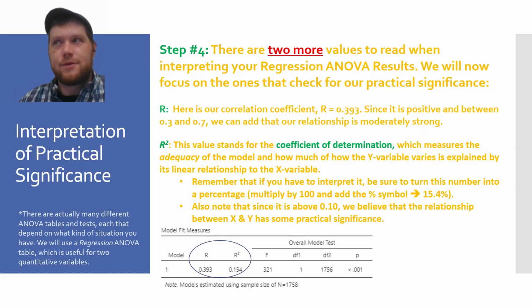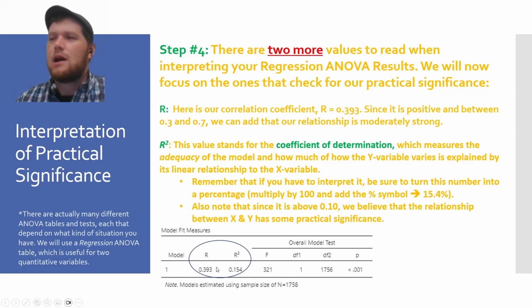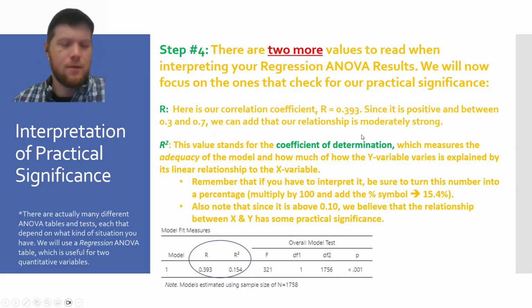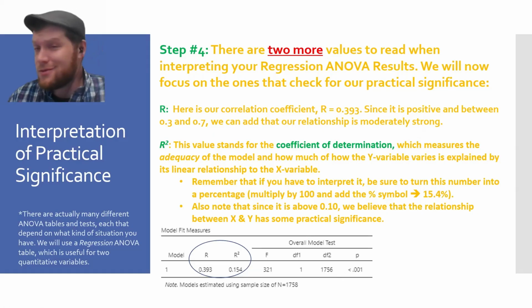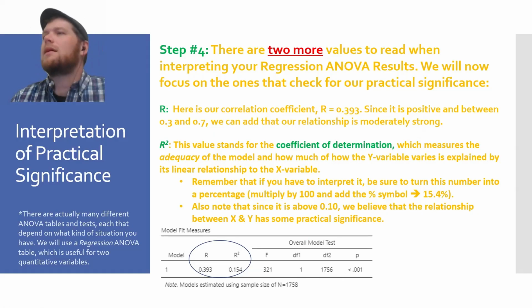Now, there are two more values to interpret. Those are the ones we're going to focus on for practical significance. We have the correlation coefficient R, 0.393. It's above 3/10, but still below 7/10. So I think our relationship is moderately strong. It's not amazing, but for social science, it's not bad either.